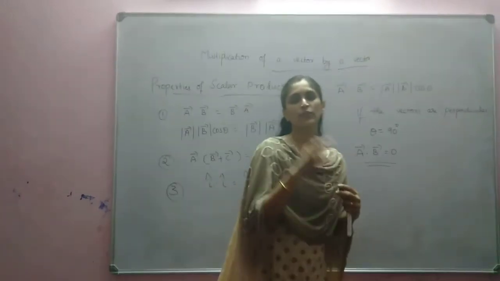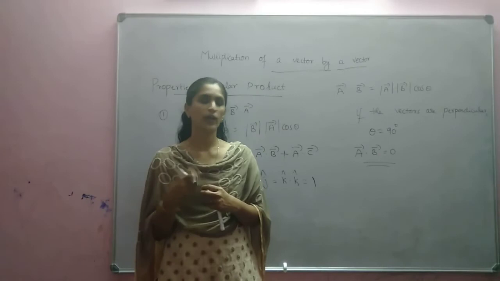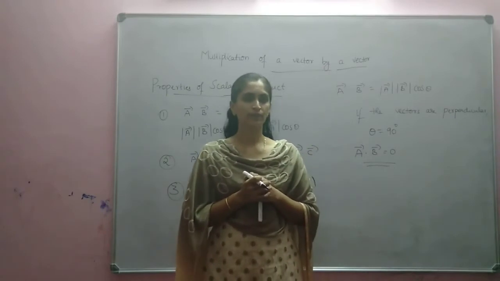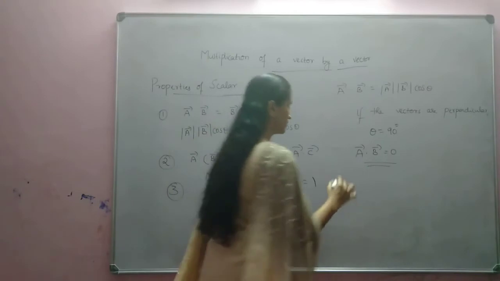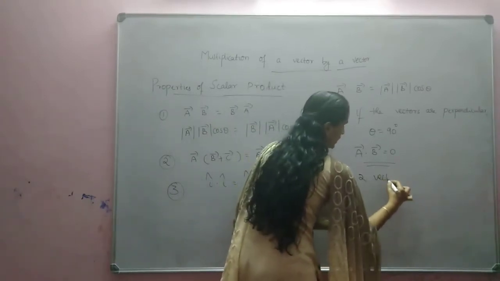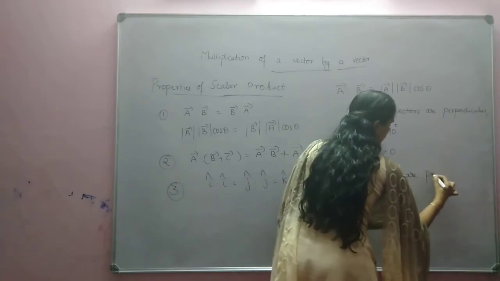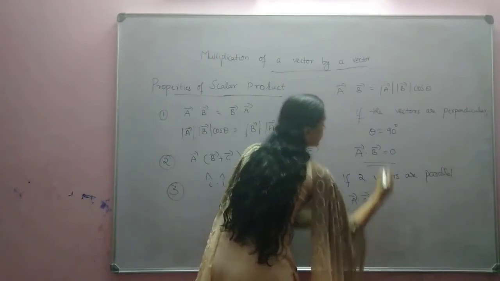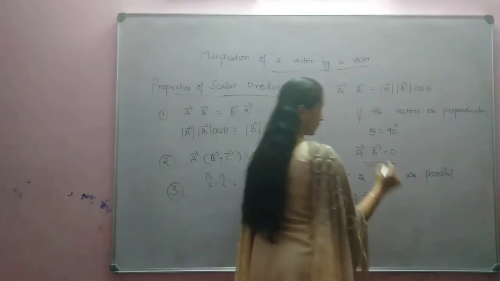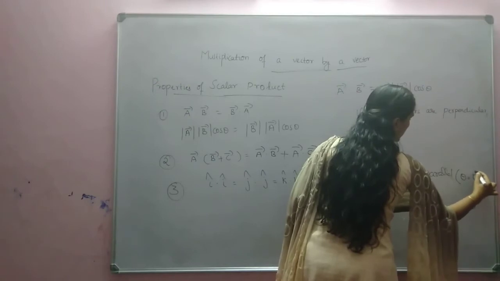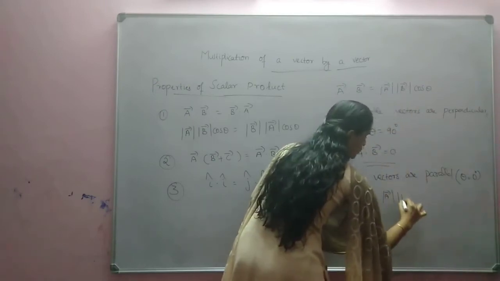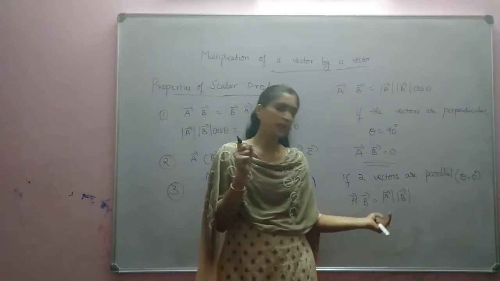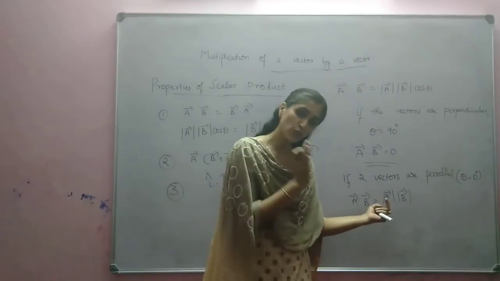Sometimes they may ask, given two vectors, check whether they are perpendicular or not. How can you check? You can find A dot B. If A dot B is equal to 0, you can write that they are perpendicular. Is it clear? Similarly, if two vectors are parallel, the scalar product A dot B can be written as modulus of A into modulus of B into cos theta. Here theta is 0 degrees. So what do you get? Modulus of A into modulus of B. So if two vectors are parallel, the scalar product is the product of the magnitudes of A and B.